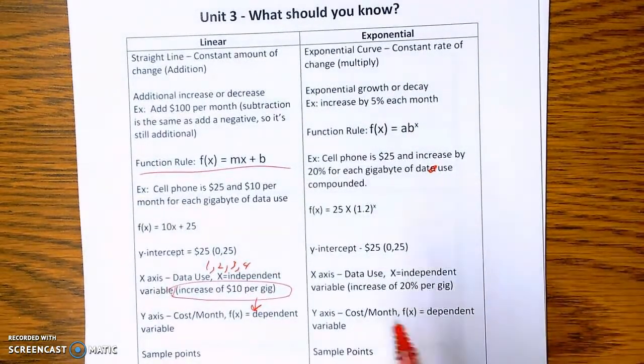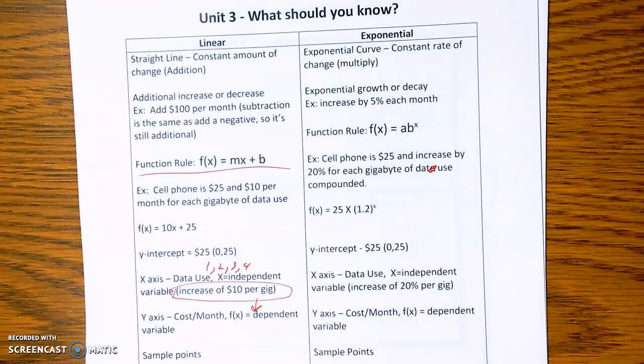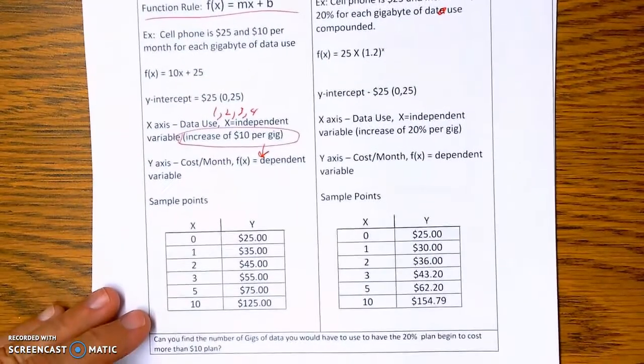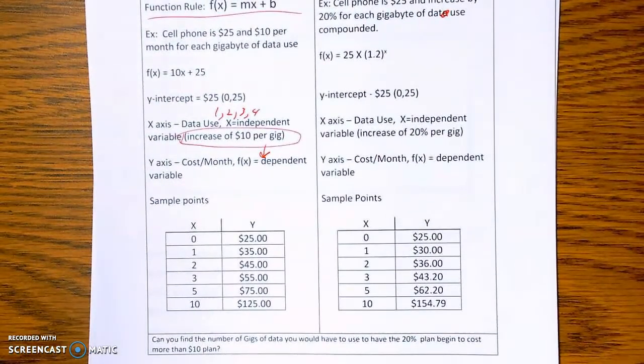Over here, same thing, it's going to be our cost. So I built a chart down here when we put these in. At 0 is $25, at 1 is $35, $45, then I jump to 5, and then 10 is $125. When you look at the other side, it's 25, 30, 36, 43, 62, 154. And suddenly you see it growing.